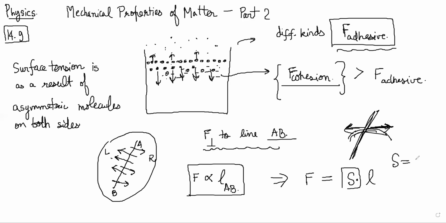So S can be written as F by L. Surface tension is F by L: the force by which the surface parts are pulling each other divided by the length of the line across which they are pulling. So the unit of surface tension becomes Newton per meter. Now, there are two experiments, A and B, that he has explained, showing how you can demonstrate the property of surface tension.